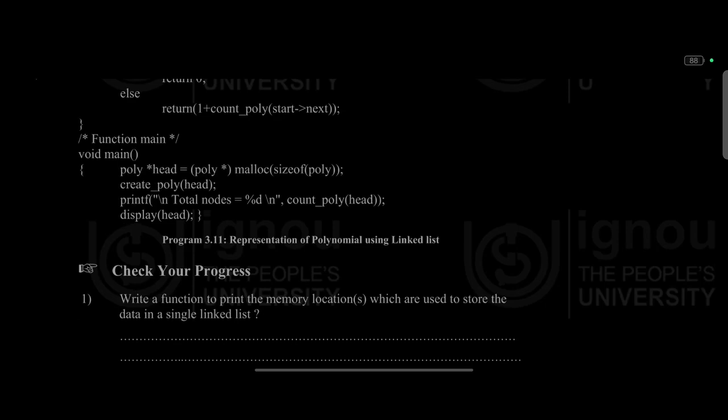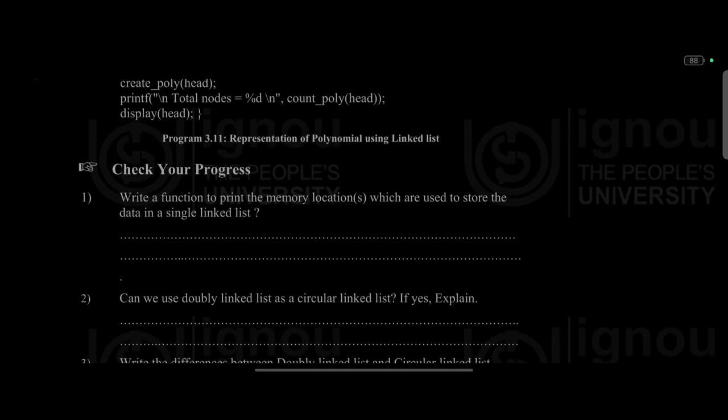Function main: void main() { poly *head = (poly *)malloc(sizeof(poly)); create_poly(head); printf("Total nodes = %d", count_poly(head)); display(head); } So here we come to the end and here it is, check your progress.